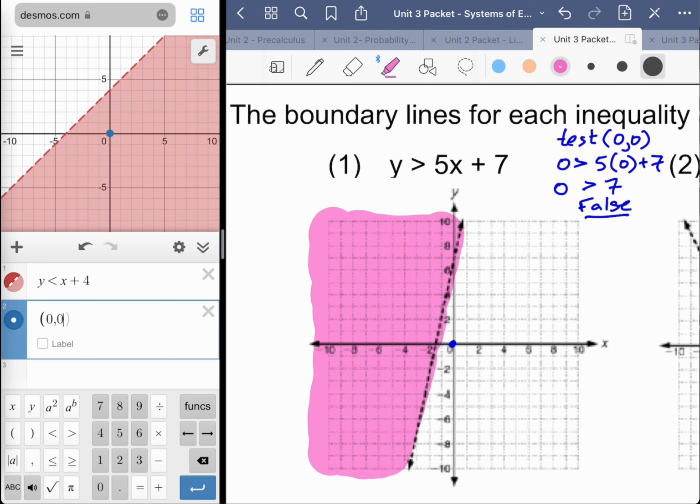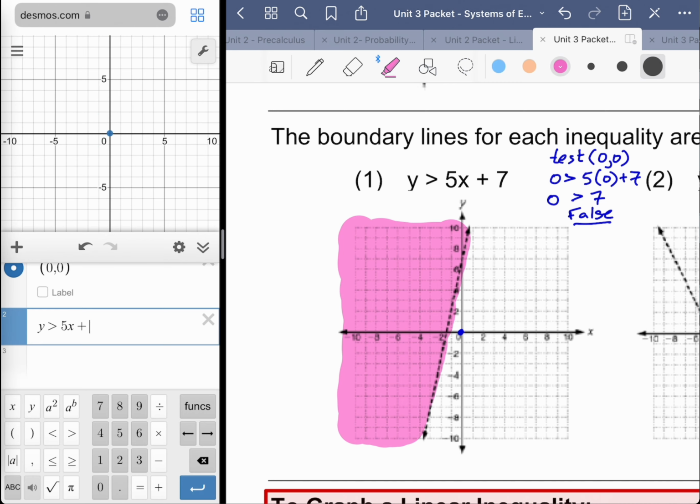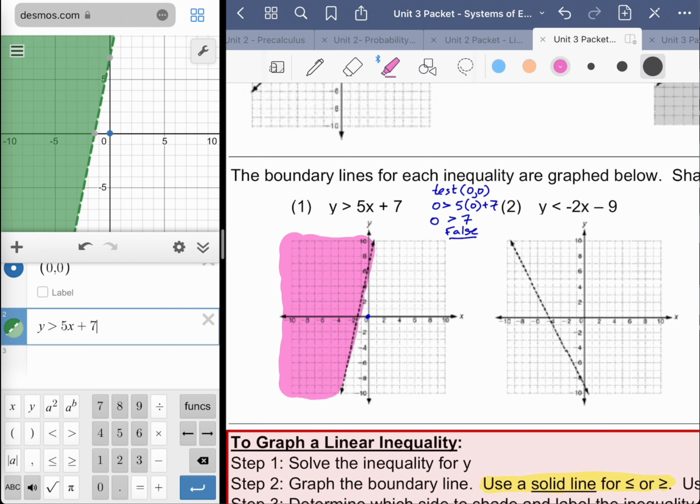But again, if you're not sure, type y greater than 5x plus 7, and Desmos will shade appropriately for you. It ends up being a matter of just time. Right? You do it on Desmos, it's going to take a little bit more time because you've got to bring up Desmos and type it in. So if you could crank it out quickly, just a quick sight analysis.